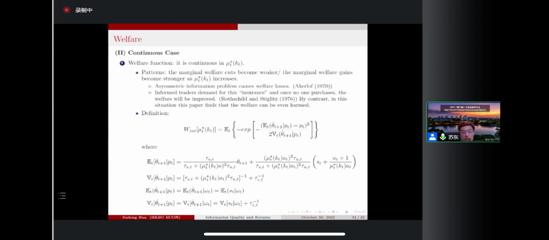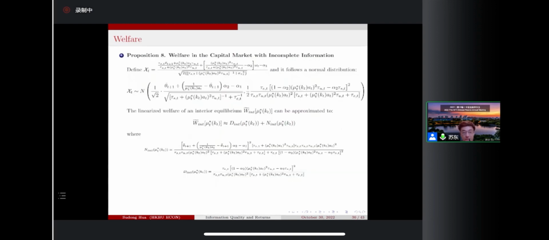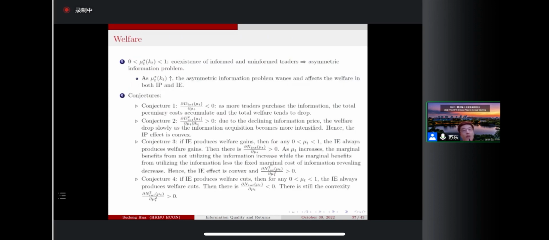This is the welfare function, and the moments are here. I'm going to skip them. This is the gross domestic linear market price, and the welfare function can be written like this, and this proposition shows the welfare function is continuous in some respects. So I have 4 conjectures. I will wrap up very soon.